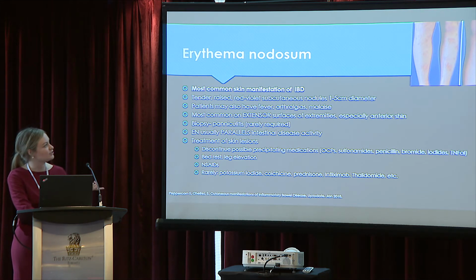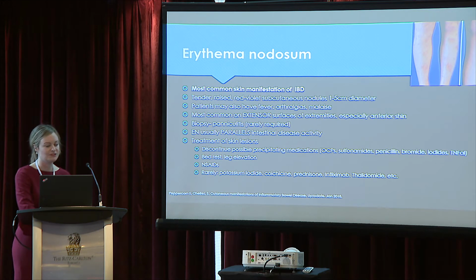And you can see in the picture, they're bruised-like, painful, red, purple, subcutaneous nodules, quite painful. Patients may have some systemic symptoms, so fever, joint pain, malaise. Most common on the shins, so the extensor surfaces of the extremities, especially that anterior shin. A biopsy shows inflammation of the fat, although it's often not required and would be slow to heal anyway. So if you could make a clinical diagnosis, that would be ideal.